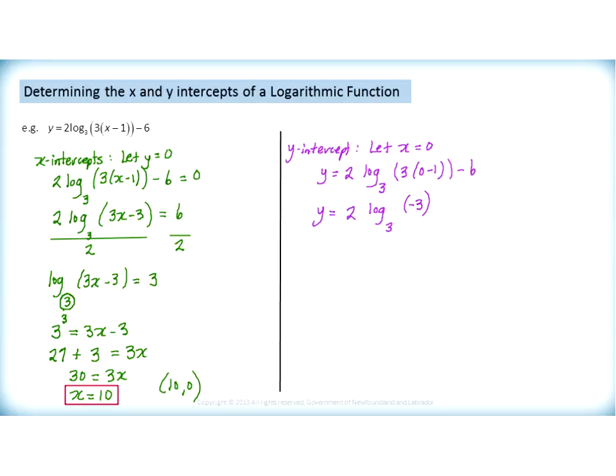So in this case, and then minus 6 at the end, you cannot take the log of a negative number. That is not possible. So what that tells us then is that there is no y-intercept in this particular example.